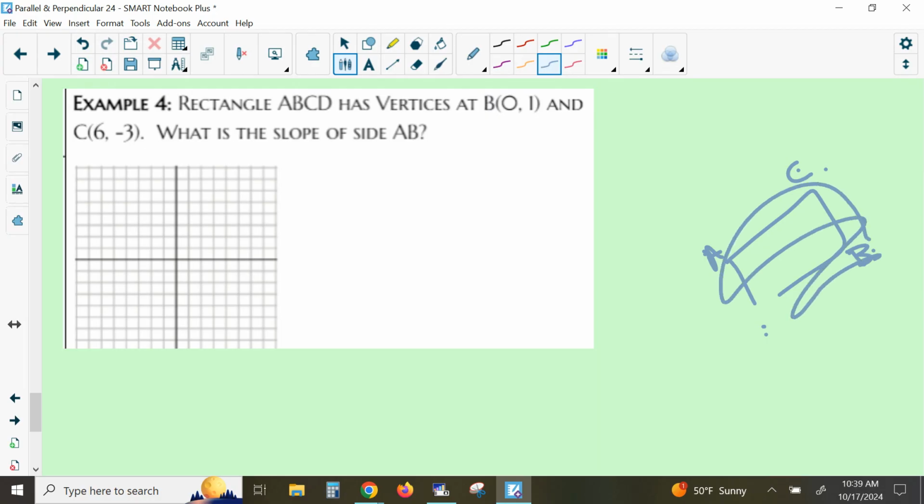So they have somehow gone around clockwise or counterclockwise to name this rectangle. Vertices are at B at 0, 1. So 0, 1 is bam, right there. Okay, that's my B. It says C is at 6, -3. So that means I need to go to the right 6 and down 3. To the right 6: 1, 2, 3, 4, 5, 6. Down 1, 2, 3. So this is my C. Okay, so I'm going to draw this.